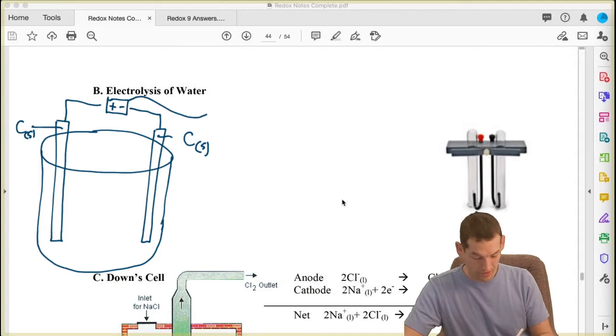Maybe even run it over here just because I'm bored and lonely. It's plugged into the wall.